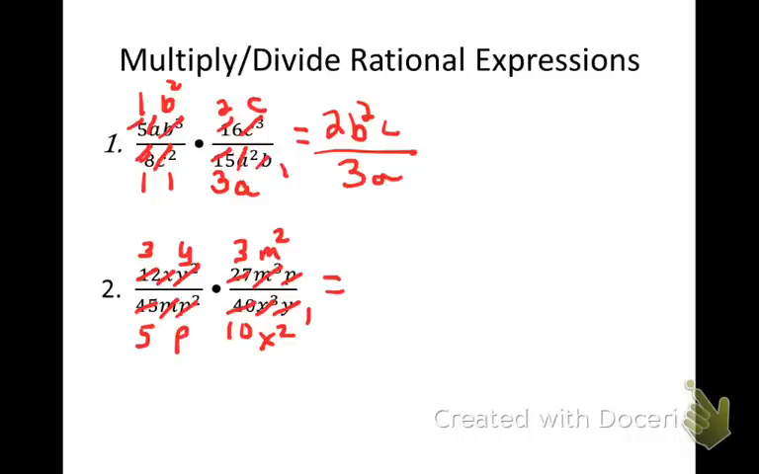So what do we have left? Number-wise, 3 times 3 is 9. A lot of times we put them in alphabetical order. You don't have to. M squared y. 5 times 10 is 50. P x to the second. Again, go back and check. Nothing goes into 9 and 50. No variables the same that I could cancel. So I think I would be done there.